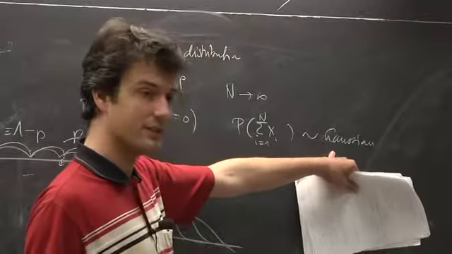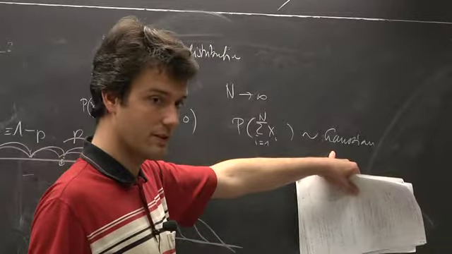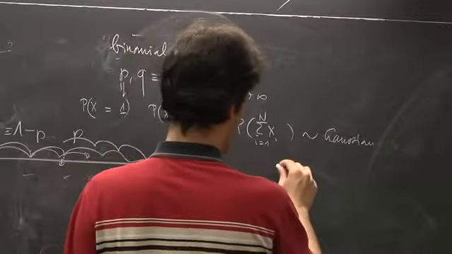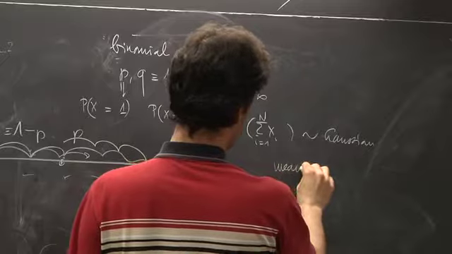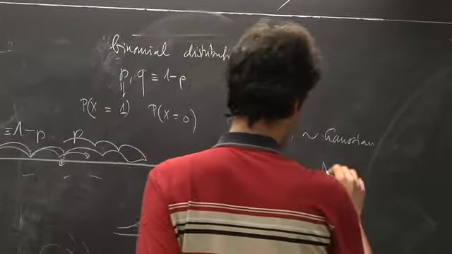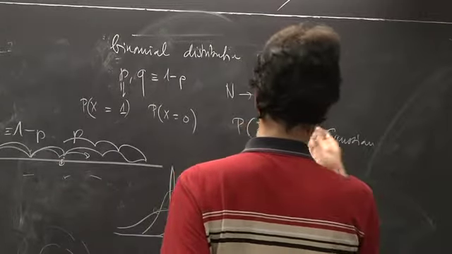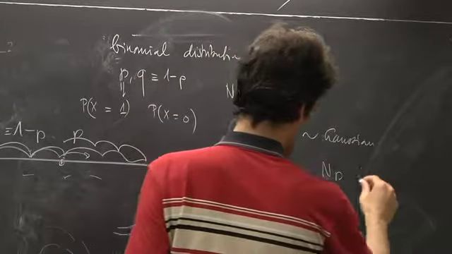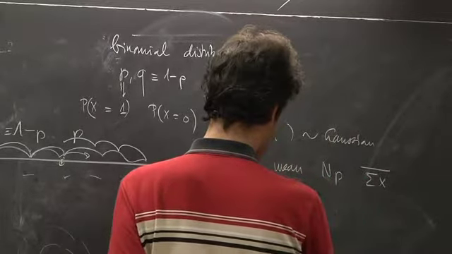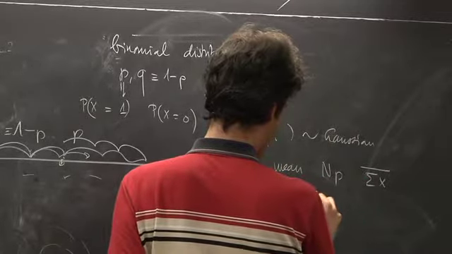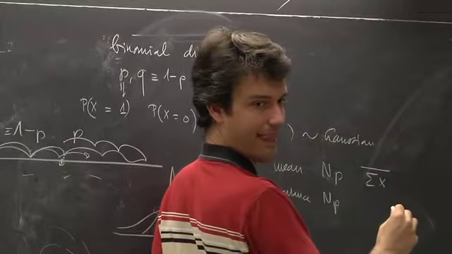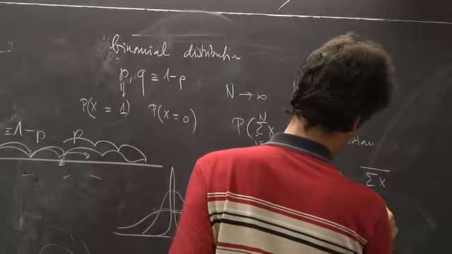What is the mean and what is the variance? No. What is the mean of this Gaussian? N times p, that's the expectation value of this sum, right? So that's the sum over x. And what is the variance? Yeah. Okay.